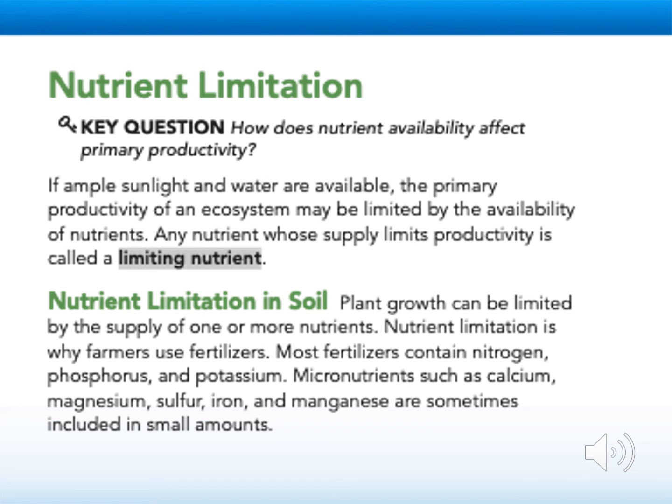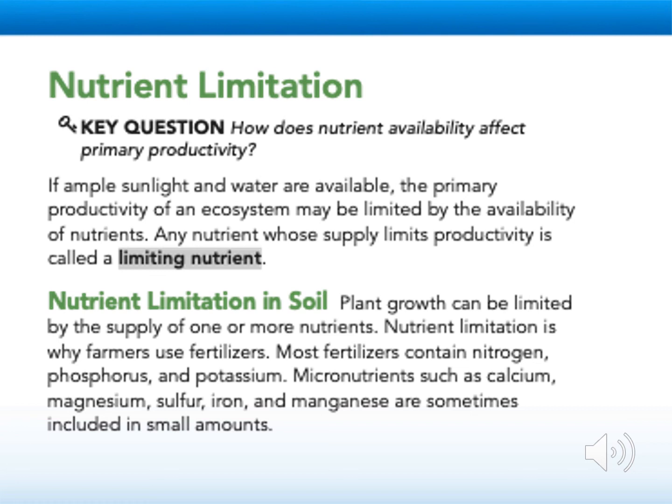If ample sunlight and water are available, the primary productivity of an ecosystem may be limited by the availability of nutrients. Any nutrient whose supply limits productivity is called a limiting nutrient. Plant growth can be limited by the supply of one or more nutrients. Nutrient limitation is why farmers use fertilizers. Most fertilizers contain nitrogen, phosphorus, and potassium.